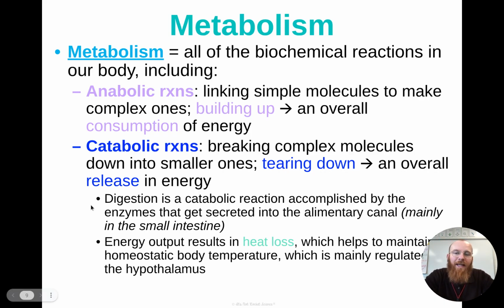It's important to understand digestion itself is a catabolic reaction that can be accomplished by enzymes that get secreted into that alimentary or GI tract, mainly in the small intestine, right? It's by no accident that this small intestine is anywhere from 3 to 7 meters long. This is going to be where the majority of your digestion and your absorption can occur. And it has the longest amount of time traveling through that organ in order to accomplish that.